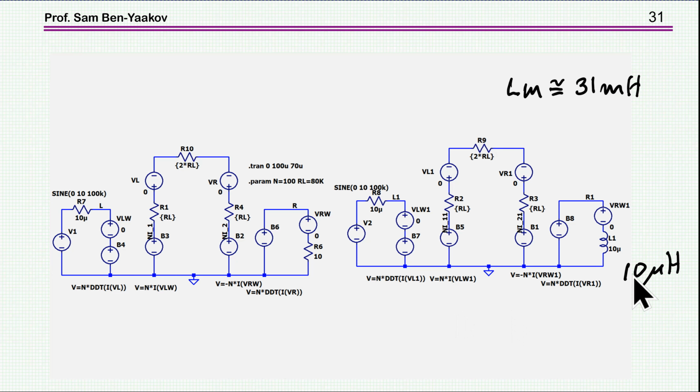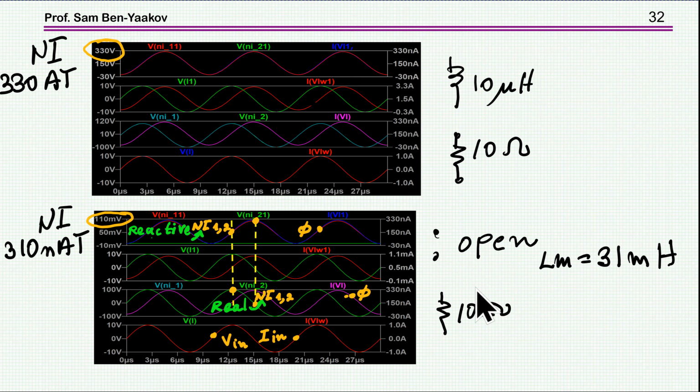Now if I load the output with an inductor, and this inductor is much smaller, 10 microhenry, much smaller than the magnetization inductance, which is about 3,000-fold larger than the load here, we'll see primarily the current through this 10 microhenry. So now if I look at all the cases we talked about: the open case, that is just the inductor by itself, the loaded case with 10 ohm, and then the case with 10 microhenry load.